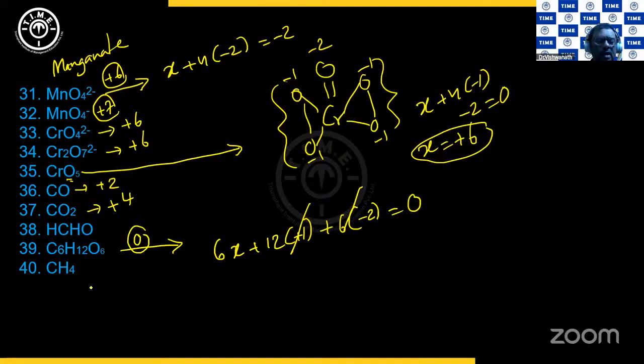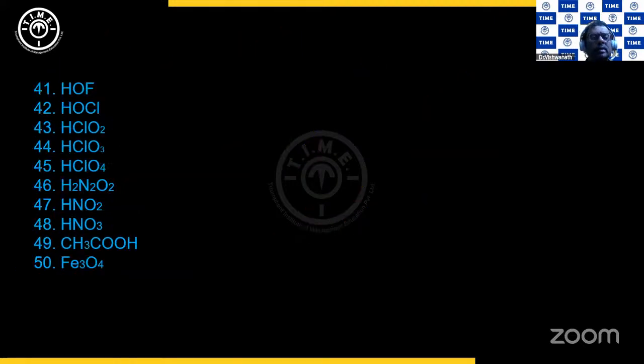And in methane, x plus 4 into plus 1 equals 0. So it is minus 4 here. Clear? I wanted to check 38. Clear? Remaining things I think we have done, except 32, 33 and 34 in this. I hope this is clear. Few more we'll take up.